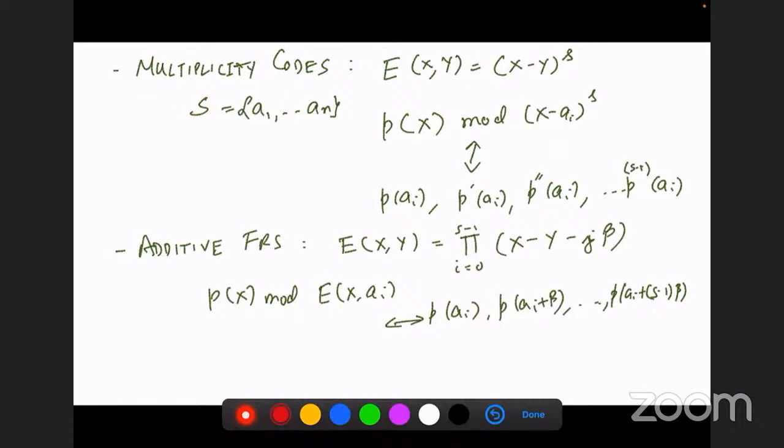And the rationale behind this is that in multiplicity codes, we would usually give the evaluation at a point, its derivative, its double derivative, and up to s minus 1 derivatives. And that is the same as telling you what is P(x) mod (x minus a_i) to the power s. The easiest way to see this is let's just keep a_i to be 0. Then telling you P(x) mod x to the power s is like telling you the degree s minus 1 to degree 0 coefficients of x in P(x).